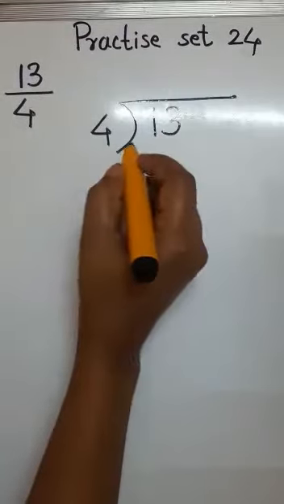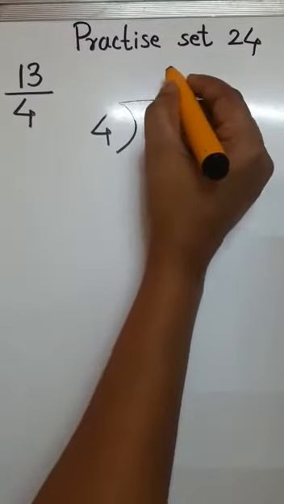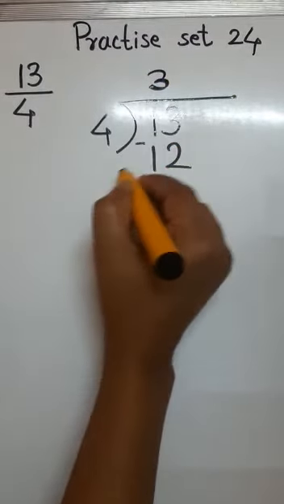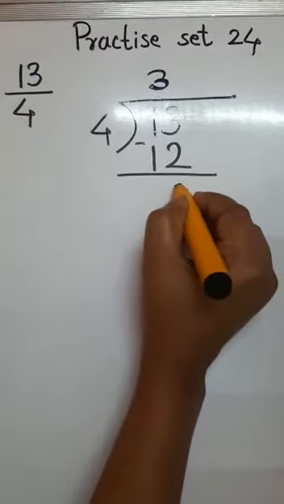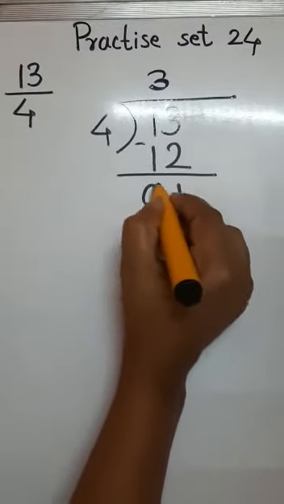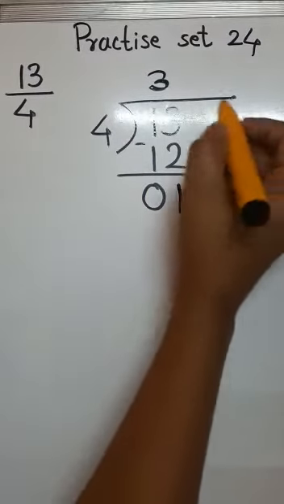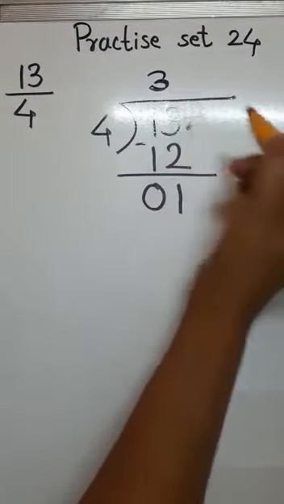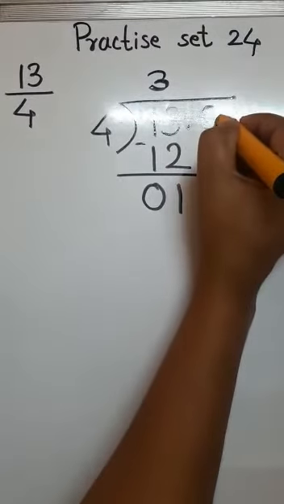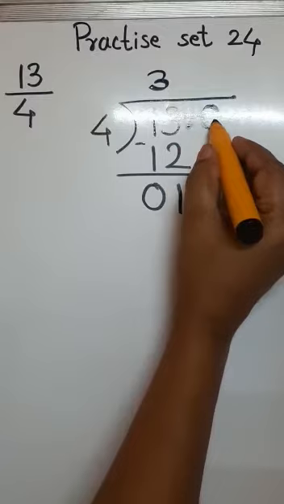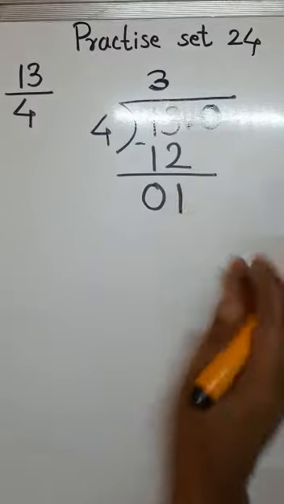Now 4, how much is 13? So we can write 4 3s are 12. After subtracting this we will get 1 and here 0. Now here there is 1. So what we have to do further is place a decimal point after 13 and then take 0. You can take any number of 0s after the decimal point. It will not change the value of the number.